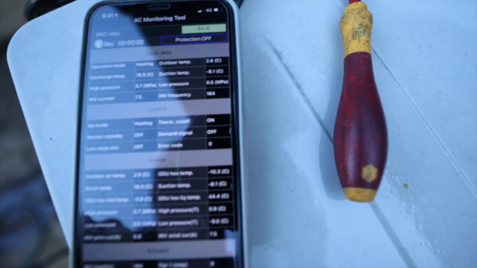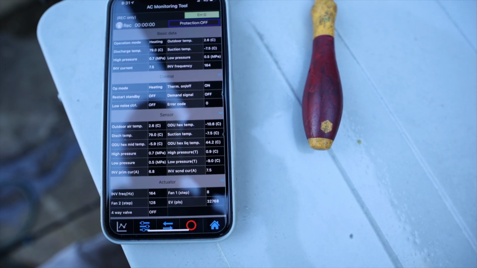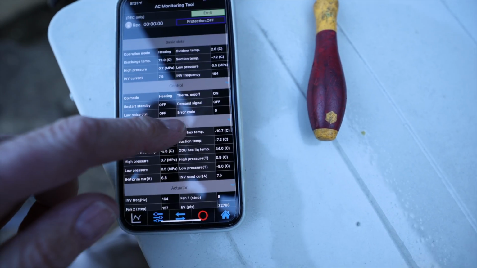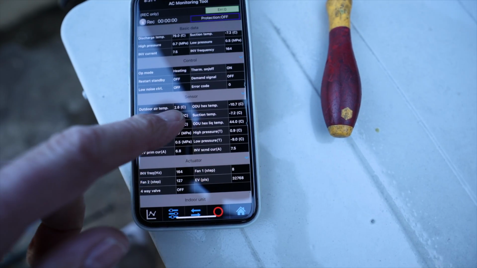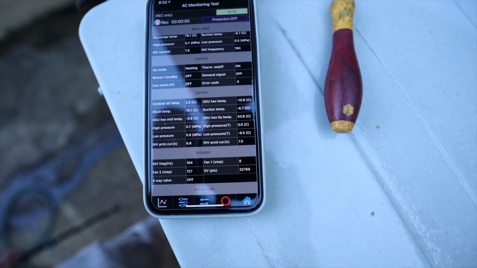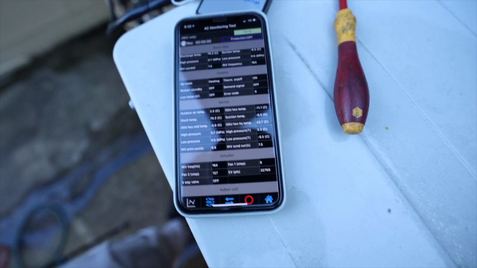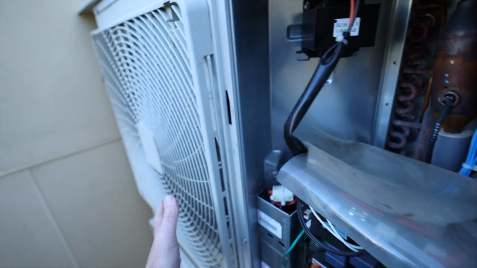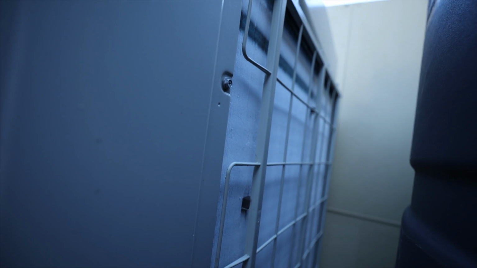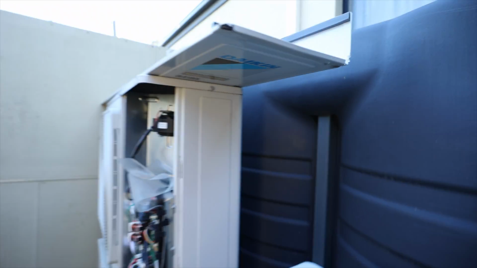So yeah, here we now have minus 10.6 on the outdoor coil. Outdoor air temperature 2.6. So yeah, it's about 8K differential, 9K differential. So yeah, this is running really hard. It's quite iced, as you can see. There, it's all white, and it's not far off going through a defrost.